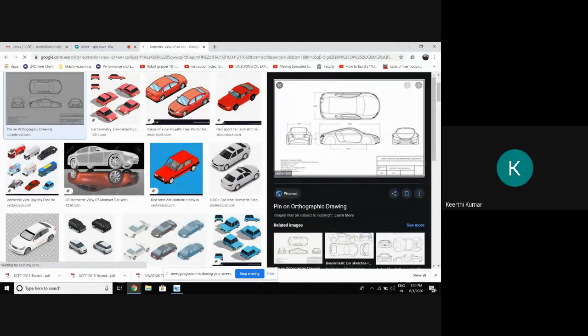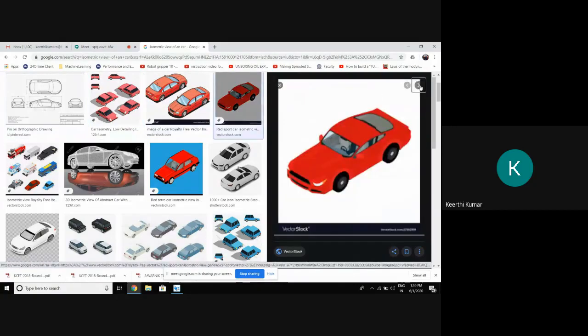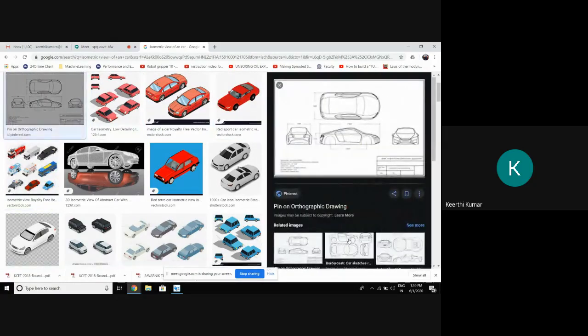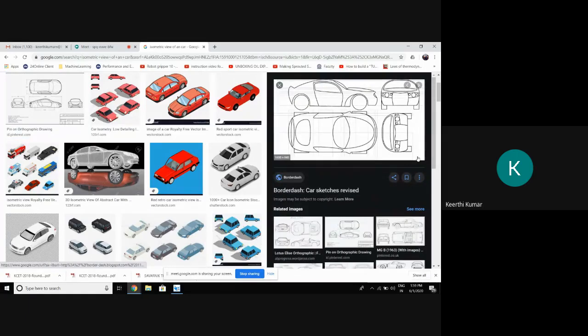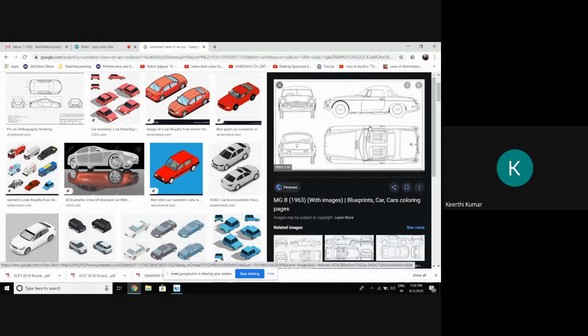So this indicates this is the top view, this is the front view, side view, and side view. That means to express this car, how it is going to look from the top, side, and front, they have used these many views: front, top, left side view, right side view. Then only I can understand how the car is. This is called orthographic projection. I'll show one more example of orthographic projection. See, this is also an example of orthographic projection, front, top, and side.